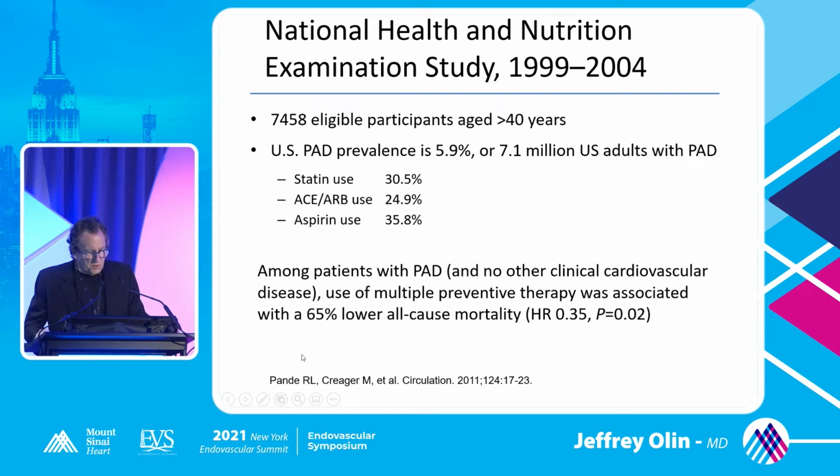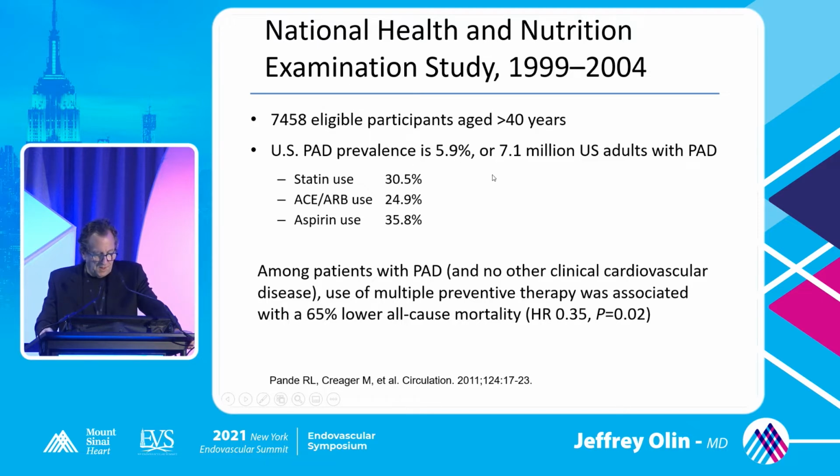Now, this is an old study. I'm going to show you two studies here. This is the NHANES study from Rena Pandey. There were about 7,000 participants who had peripheral artery disease. About 7.1 million individuals had PAD. It's a prevalence of 5.9%.